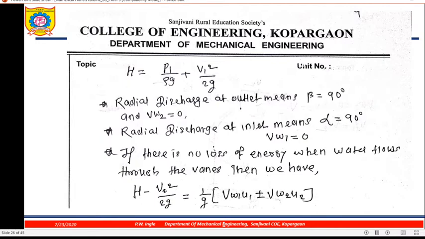So this we have already discussed, but again we will discuss. Radial discharge at outlet means beta is 90, so VW2 is 0. Radial discharge at inlet means alpha is 90, so VW1 is 0. If there is no loss of energy when water flows through the vanes, then we have H minus V2 square by 2G equal to 1 by G (VW1 U1 plus minus VW2 U2).